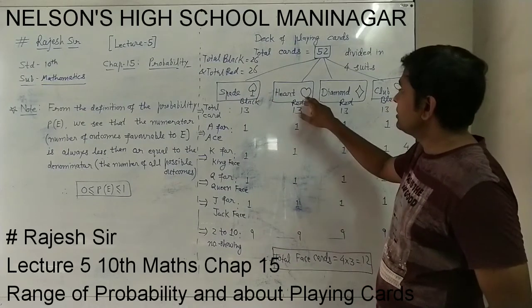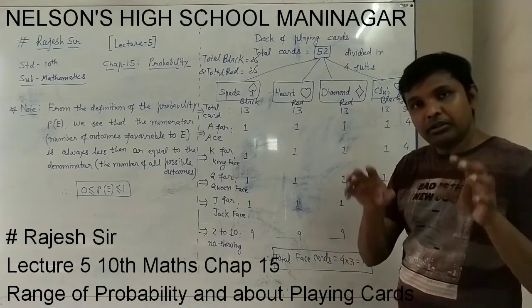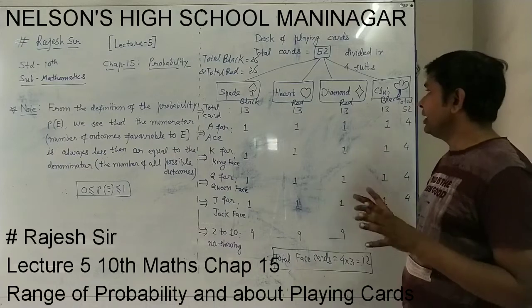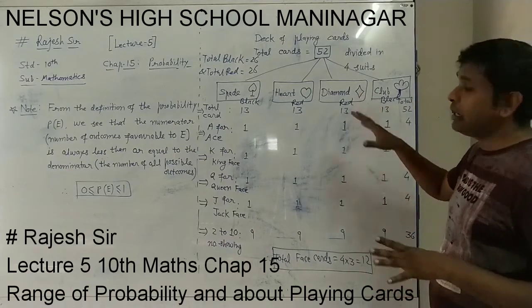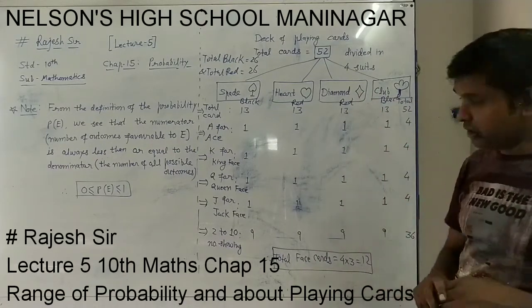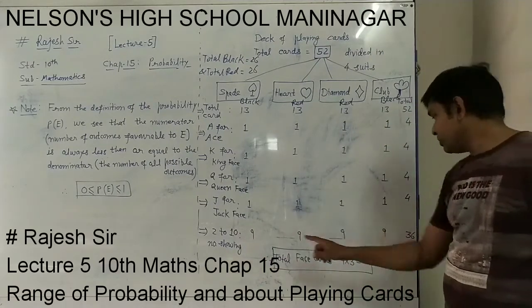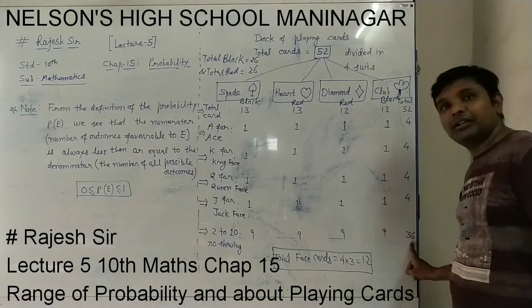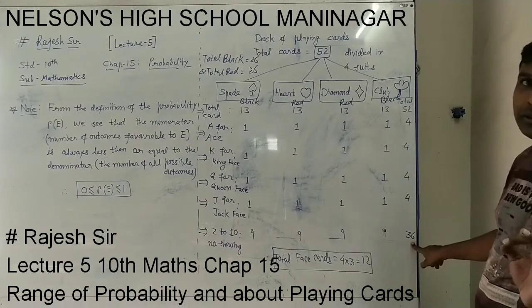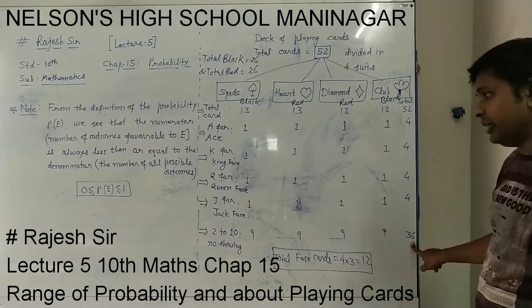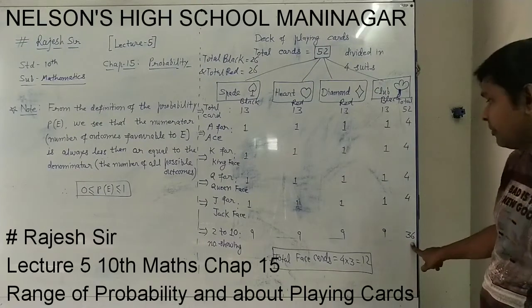If 3 is there, the card will have 3 heart shapes. Diamond, if 4 diamonds are there, it will be written as 4. So this type of number showing cards are 9 in each. So 9 4s are 36 cards in which no face, no alphabet of A to Z you will find. It will have only numbers.